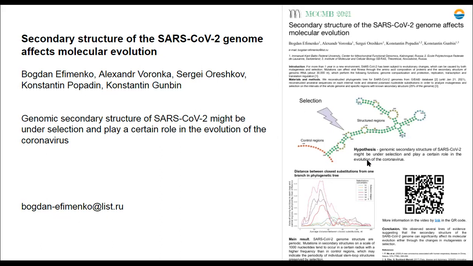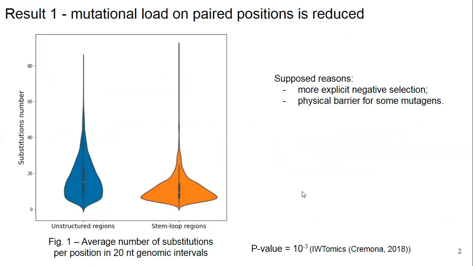To do that, we use SARS-CoV-2 genomes from the GSA database and build a genetic tree with reconstructed ancestors. From the tree, we retrieve substitutions and use them for our analysis. Let's see our results. Firstly, we check the average number of substitutions per position in 20 nucleotide genomic intervals.